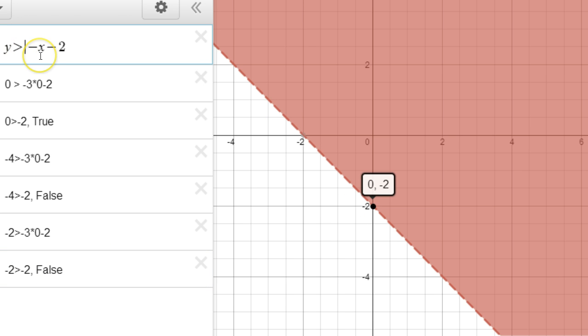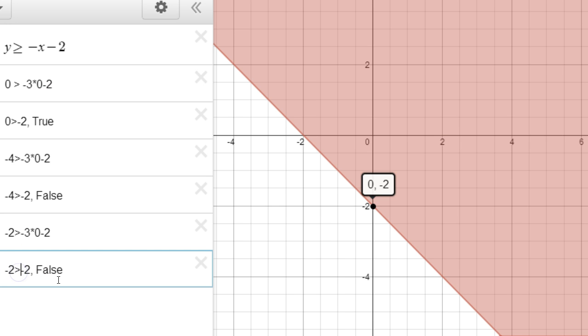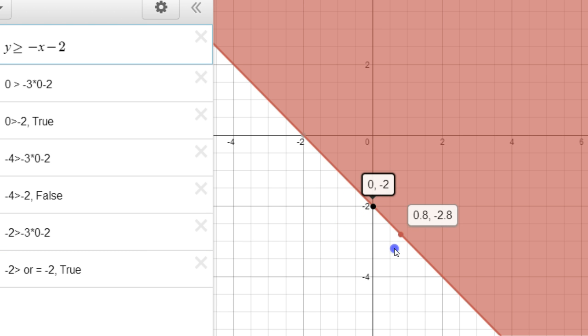Whereas if I did an equals, alright, now I expanded my statement to be -2 is greater than or equal to -2. Well, it is equal because it is -2. So this would turn from a false to a true statement, which makes sense because now this is a solid line.